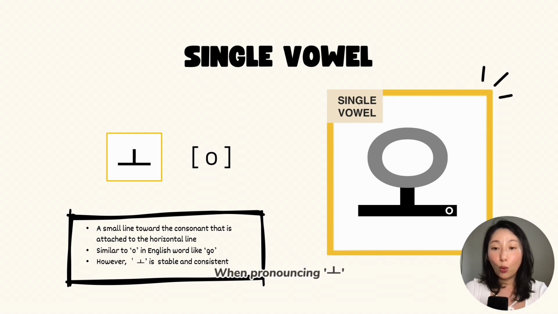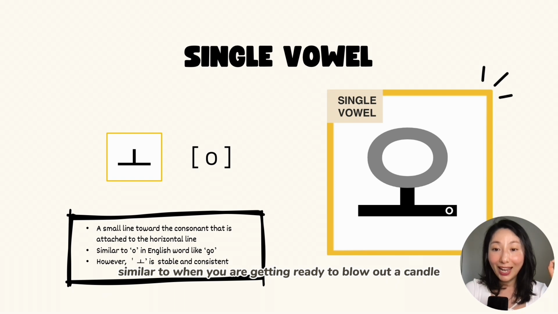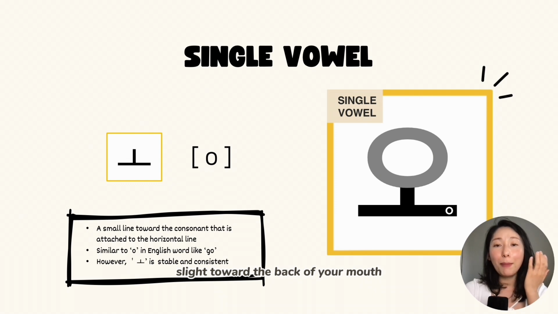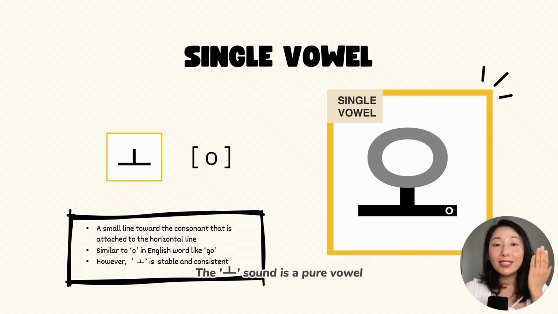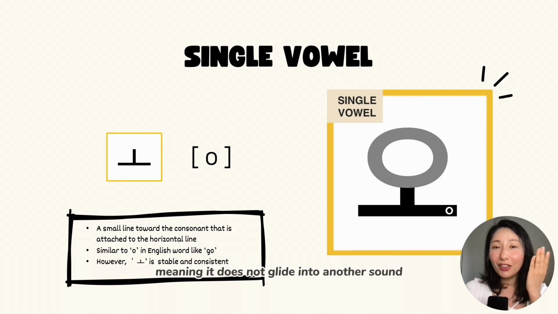When pronouncing 오, your lips should be rounded, similar to when you are getting ready to blow out a candle. Your tongue should be pulled back slightly toward the back of your mouth, not as far back as English O, but further back than most English vowel sounds. The 오 sound is a pure vowel, meaning it does not glide into another sound as some English O sounds do. It should be stable and consistent throughout its duration.